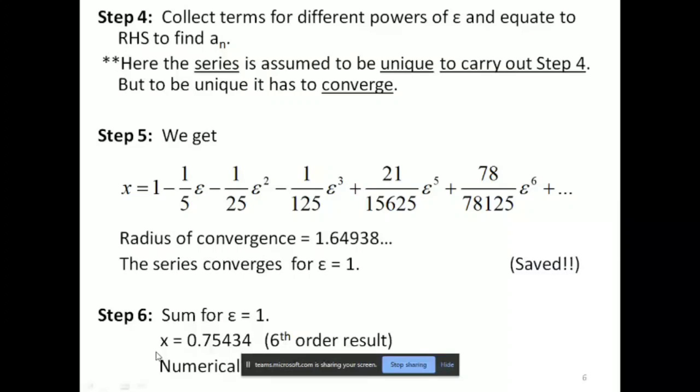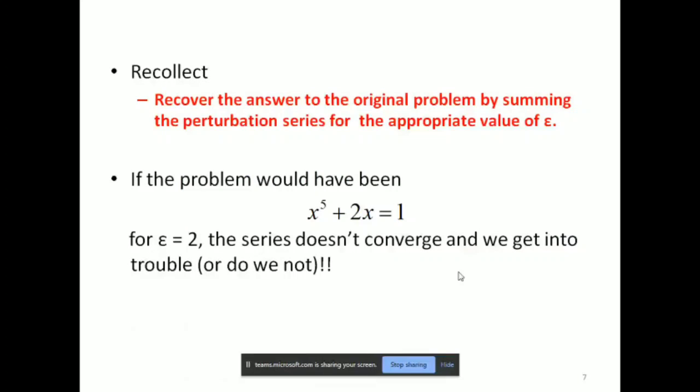Next, we try to do something very different. One thing about the last step of my perturbative analysis is that we recovered the answer to the original problem by summing the perturbative series at the appropriate value of epsilon. We see that if the problem had been x to the power 5 plus 2x is equal to 1, then epsilon equal to 2 would have made the series diverge. As we see here, the radius of convergence is only 1.6 something.